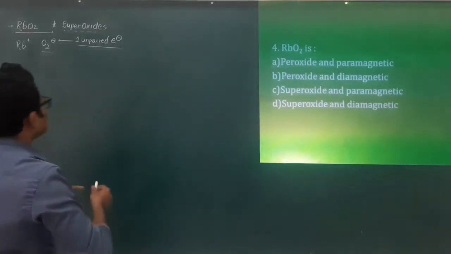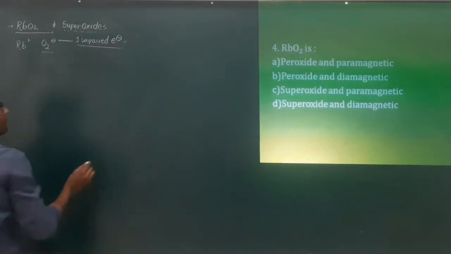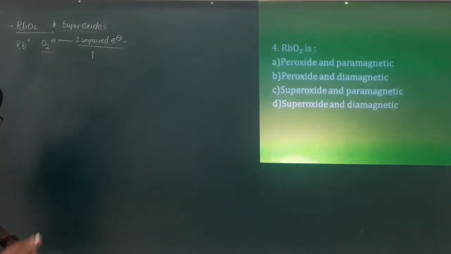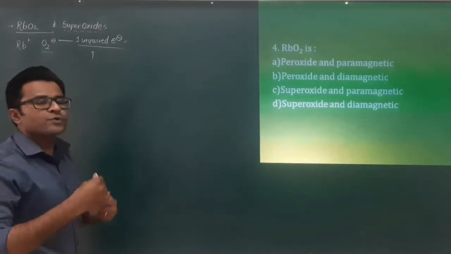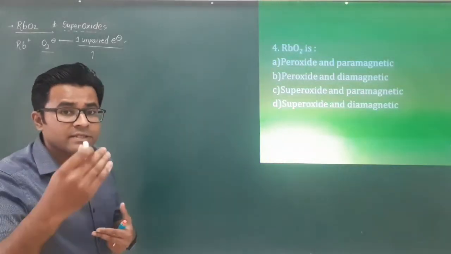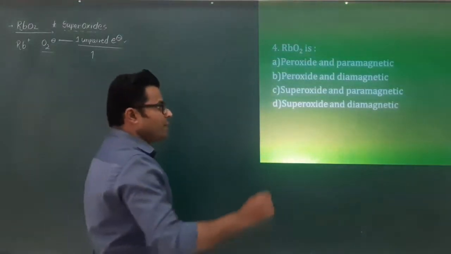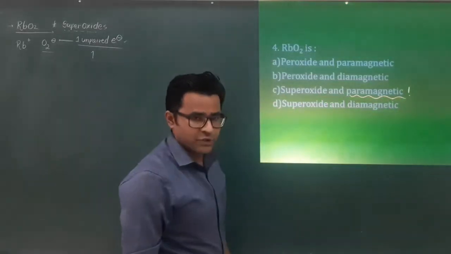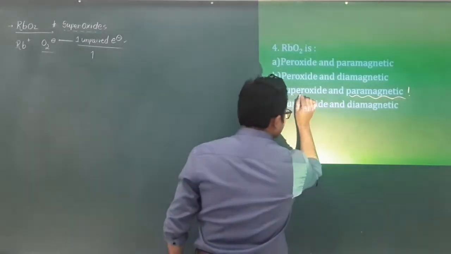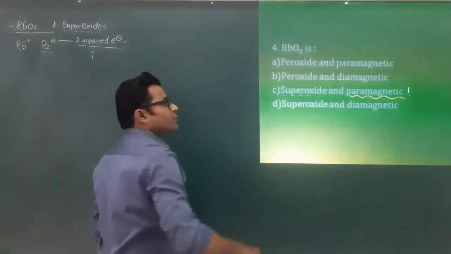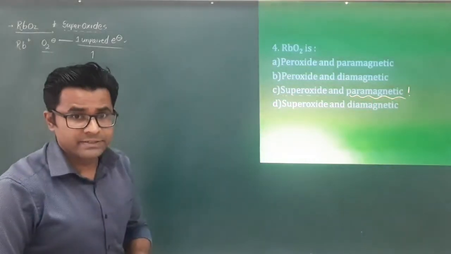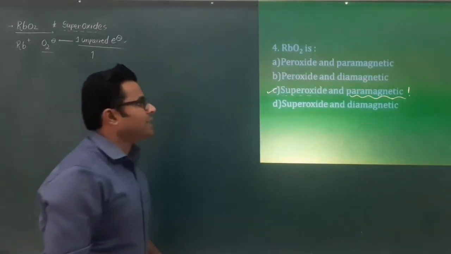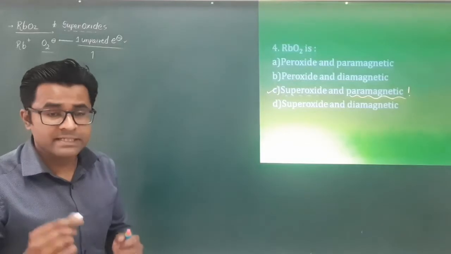So now here, due to this one unpaired electron, which has a particular spin, it can be plus half or minus half, it is going to show some effect in the presence of an external magnetic field, and therefore we call it paramagnetic in nature. Of course, it is a superoxide, and it is going to show paramagnetic character. So the answer over here is superoxide and paramagnetic in nature.